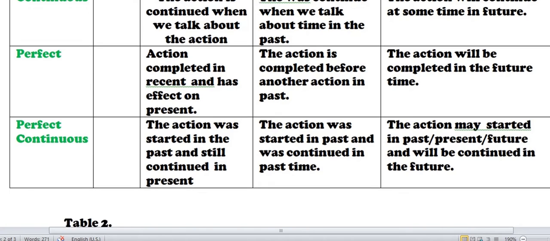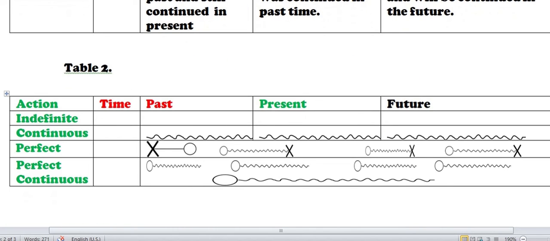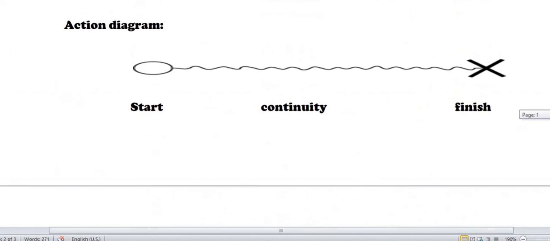Okay, here we have the example, but before that we just see the full diagram. Here this round circle means the starting of an action. This curve means the continuity of the action, and this cross means the finishing. Okay, now you will be able to understand better. Okay, let's go to the diagram.